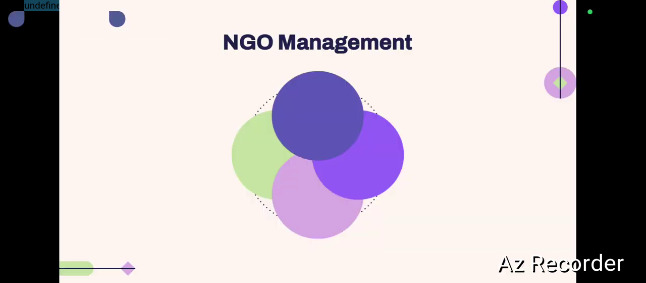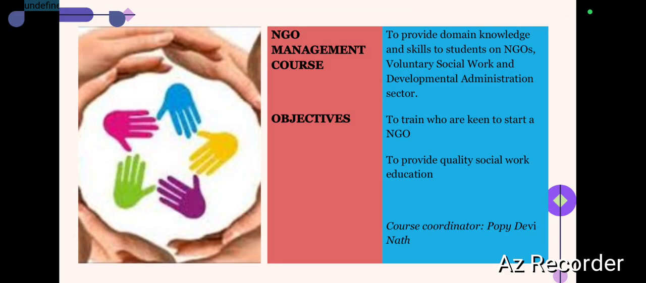Then moving on to the NGO management course. This course's main objective is to provide domain knowledge and skills to students on NGOs, voluntary social work, and developmental administration sector. The course aims at training the students who are keen to start an NGO and provide quality social work education. The course coordinator for this is Ms.